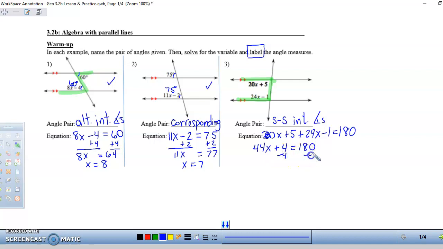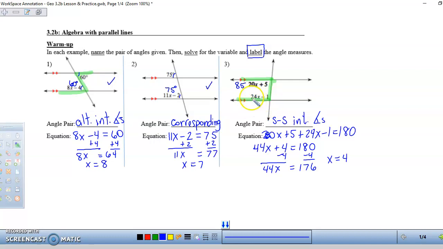Subtract the 4, and we have 44x equals 176. Divide by 44, you can use a calculator, but that is going to be 4. And then, of course, we are going to plug into the picture. So 20 times 4 is 80, plus the 5 is 85. Now remember, these should be supplementary, so this guy should be 95 if we did that correctly.